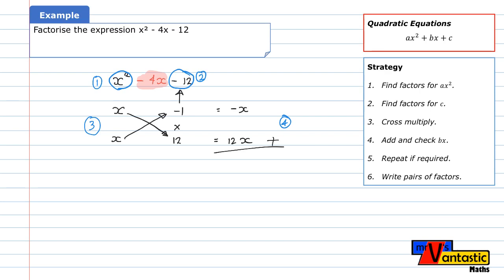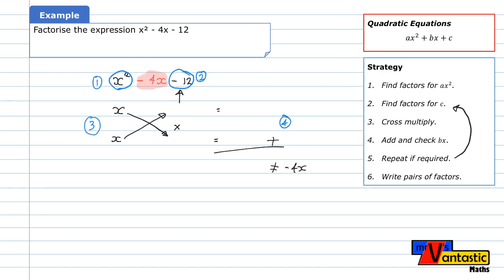Looking at these, minus x plus 12x is going to be, that's wrong, that's going to be 11x, which is definitely not equal to minus 4x. So this combination doesn't work. What we're going to do now is cycle back to step 2 and try again. So I'll rub out the bits we've done, and we're going to try again.